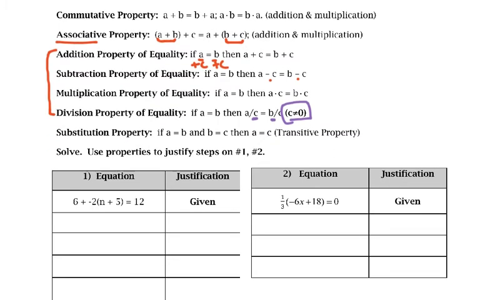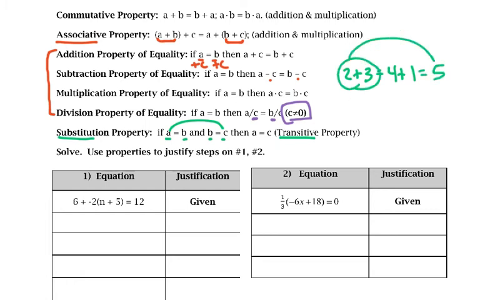And then the last property is the substitution property. Sometimes, depending on what is being demonstrated, it's also known as the transitive property. But it just says if A is equal to B and B is equal to C, then A has to be equal to C also. So if you have 2 plus 3 is equal to 4 plus 1 is equal to 5, then that means that 2 plus 3 has to be equal to 5. And that's just an example of substitution.